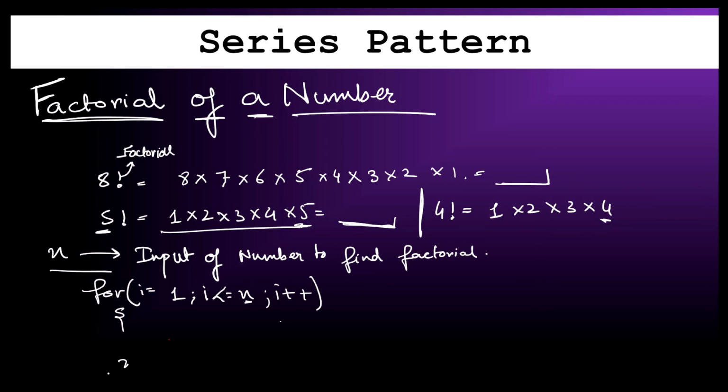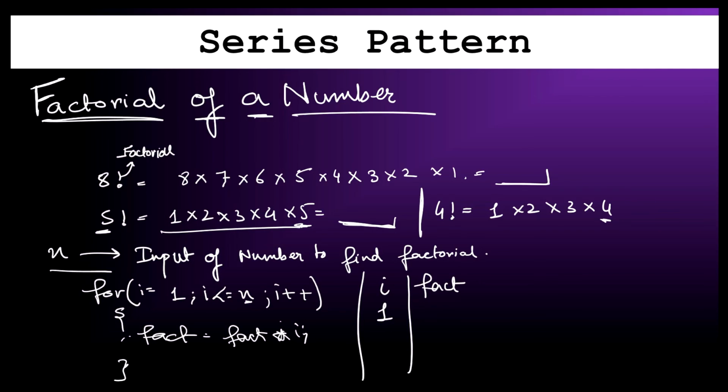And what will I do over here? I will store the product in a variable, that is fact. So fact is the variable which is storing the factorial. So fact equal to fact product I. See, when the value of I is 1, I have to initially declare fact equal to 1, because if fact equal to 0, then nothing will come as output, because the entire thing will be 0. So outside this loop, I have to declare fact equal to 1.